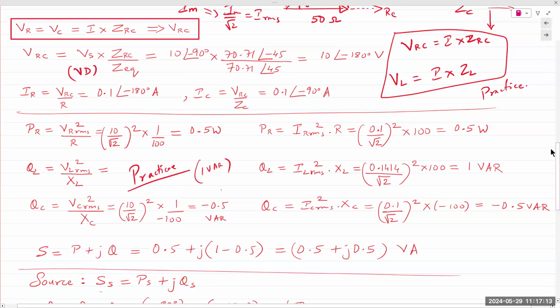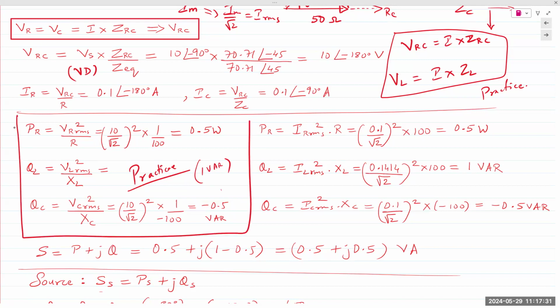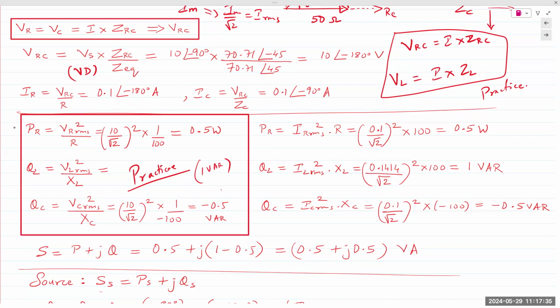So now I have voltage and I have current for the capacitor and for the resistor. I can use either the voltage equations or the current equations to find power. So on the left here, I have used voltages. And I have left one quantity for you to practice.